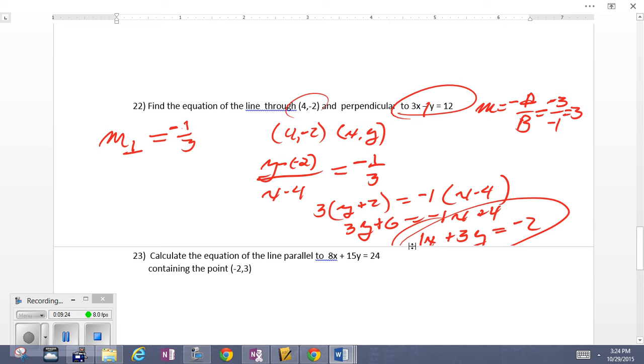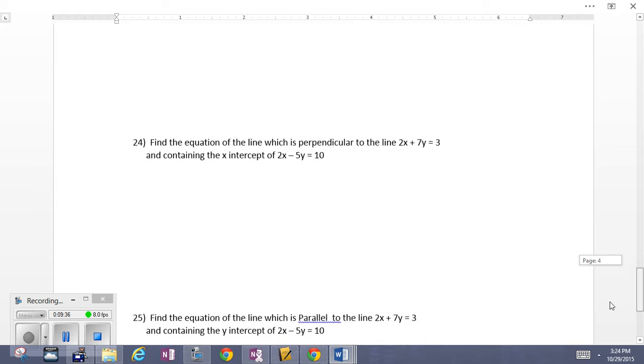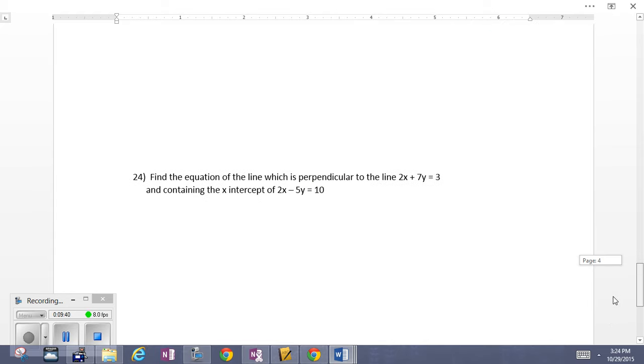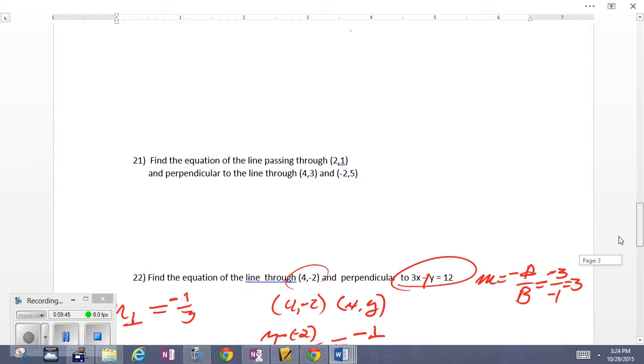So there you have it. You've got a couple of them done for you, and they're all going to have to be done for tomorrow. Make sure you're on top of this. We will give you some time at the end of the period to finish them up, but you can't come in with none of them done, because then you'll never get it done in time. All right, there you go.